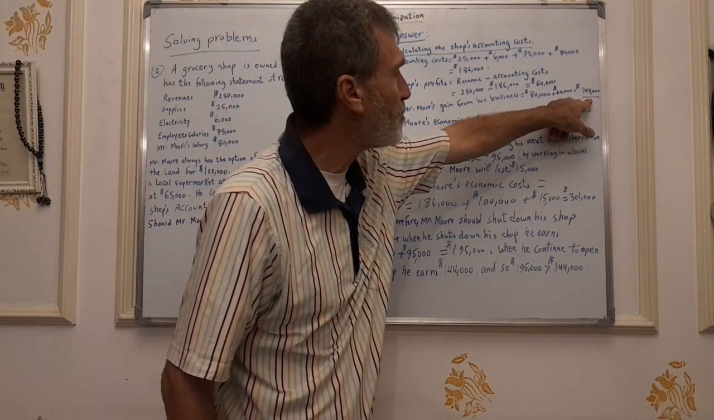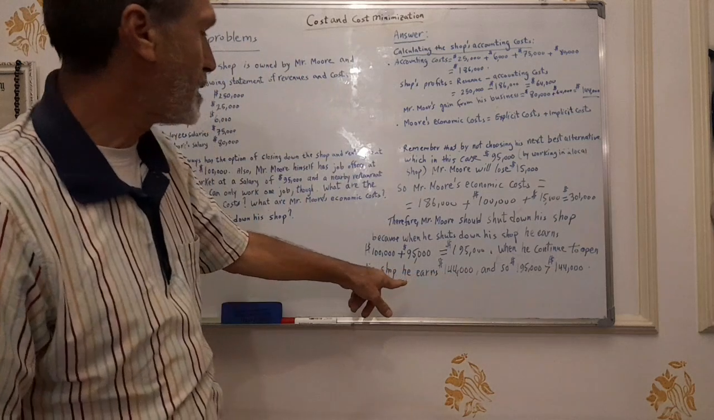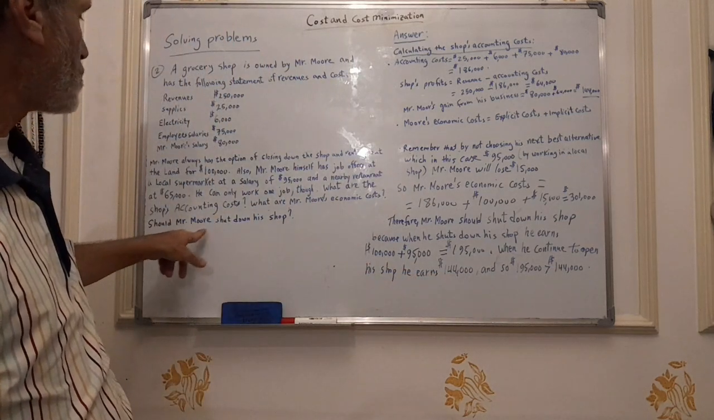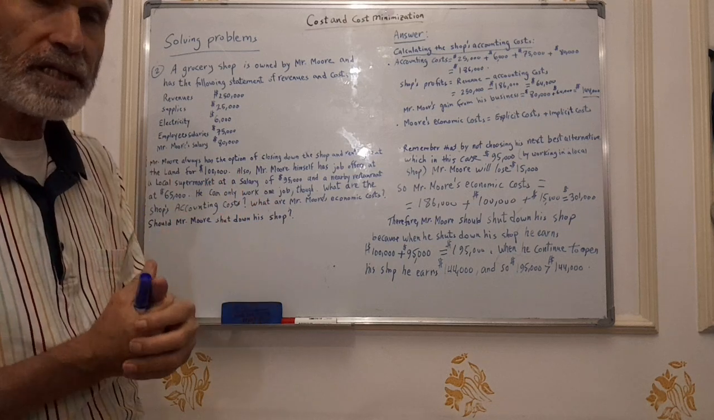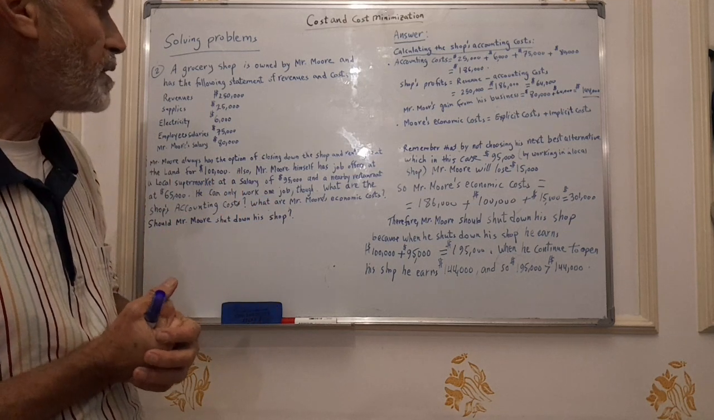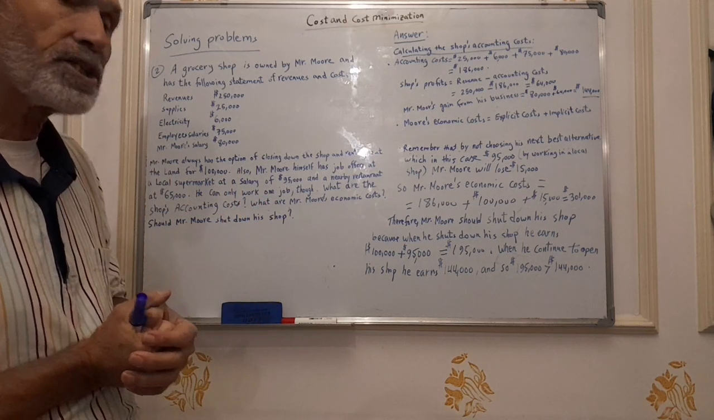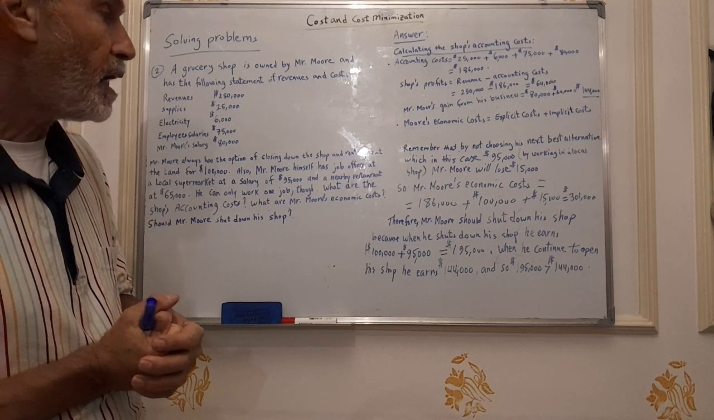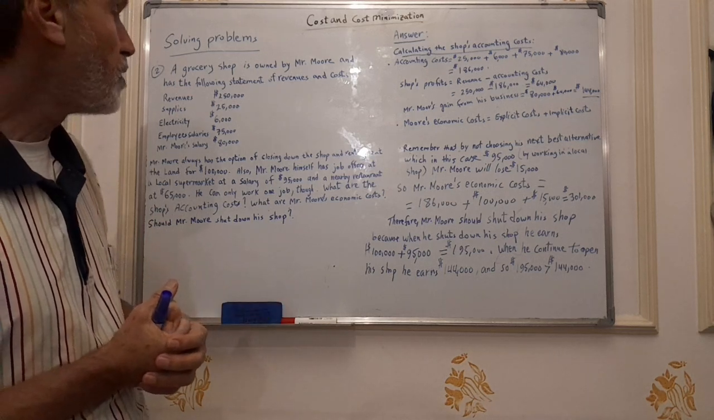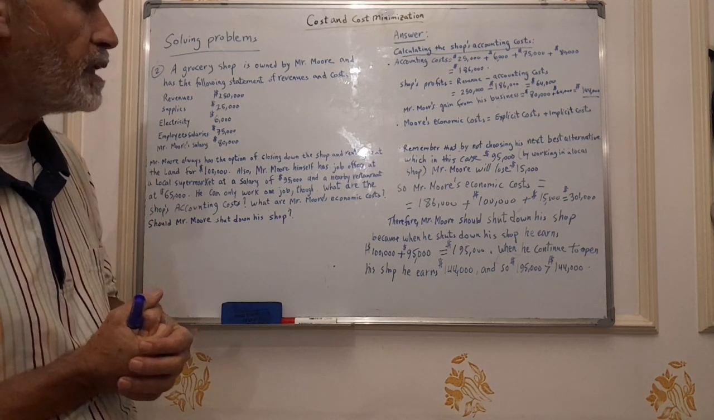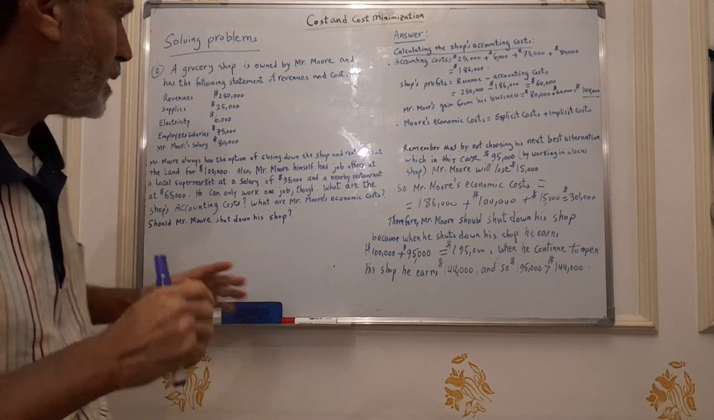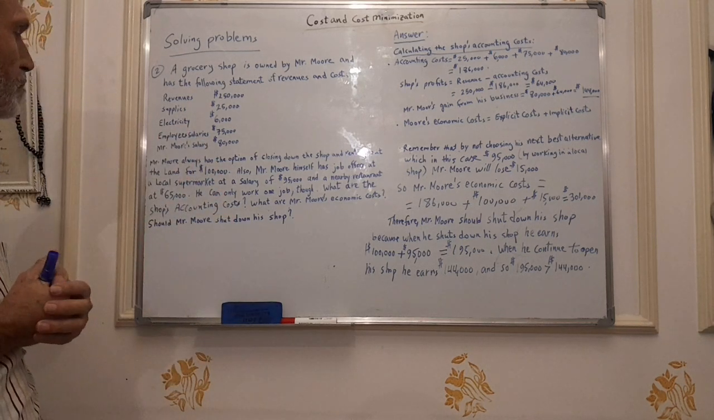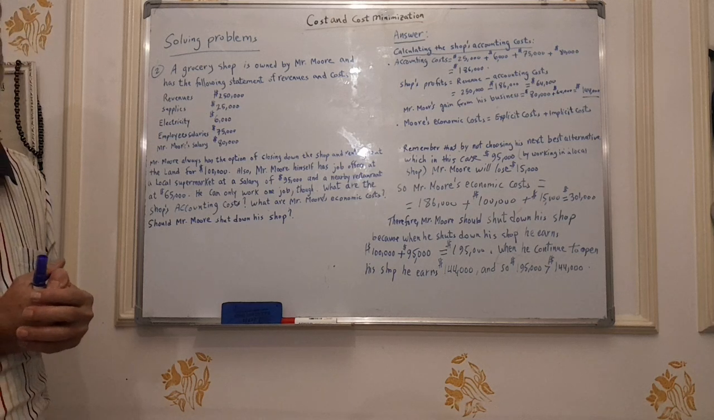is going to be $144,000. Therefore, as you can see, Mr. Moore should shut down his shop because he is able to make $195,000 by shutting down his shop, which is more than if he continued to work in his shop and gained $144,000. So, in the final analysis, Mr. Moore should shut down his shop.